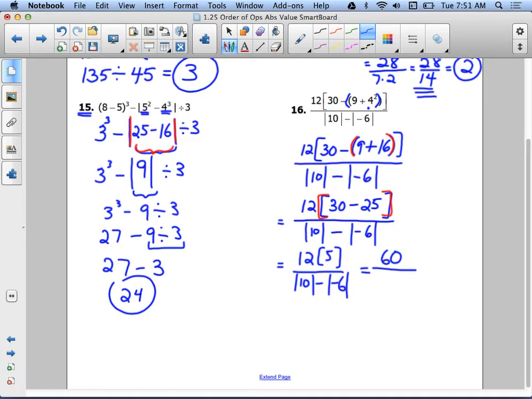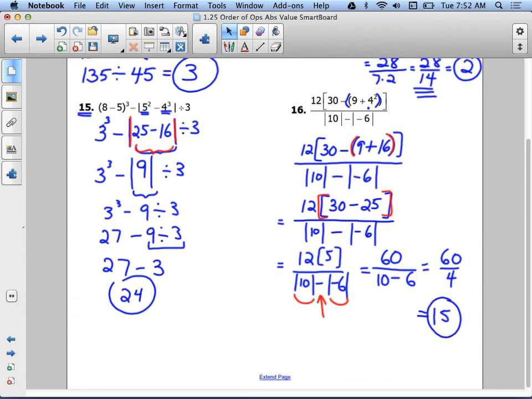Just as we did in our previous lesson, we're going to simplify each of these absolute values separately and then subtract them, okay? So the absolute value of 10 is 10. The absolute value of negative 6 is 6, and they are going to be subtracted. So what we'll get here is 60 divided by 4. And the answer we'll get there is 15.